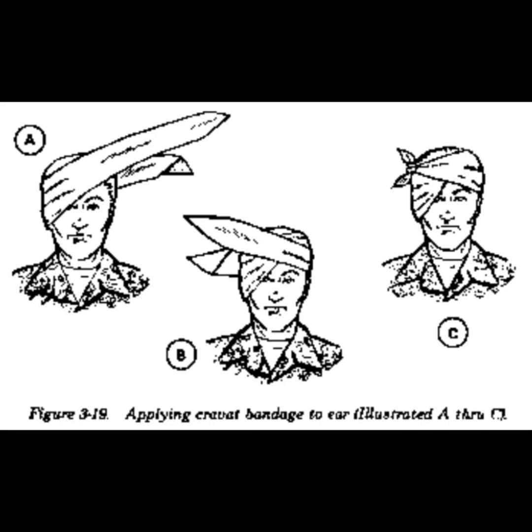For minor cuts or wounds to the external ear, apply a cravat bandage as follows. 1. Place the middle of the bandage over the ear. 2. Cross the ends, wrap them in opposite directions around the head and tie them. 3. If possible, place some dressing materials between the back of the ear and the side of the head to avoid crushing the ear against the head with the bandage.